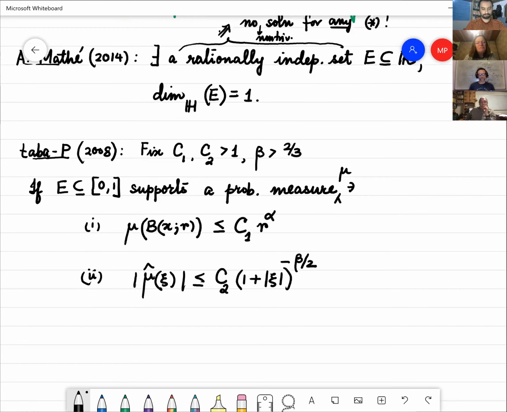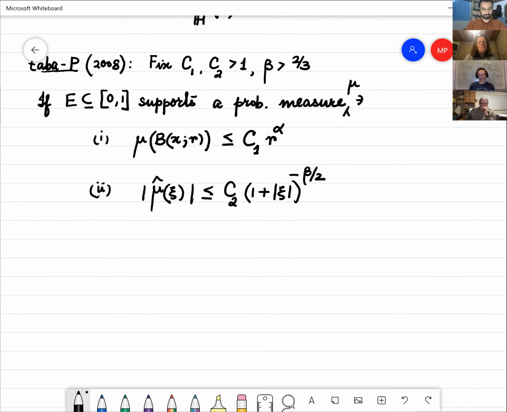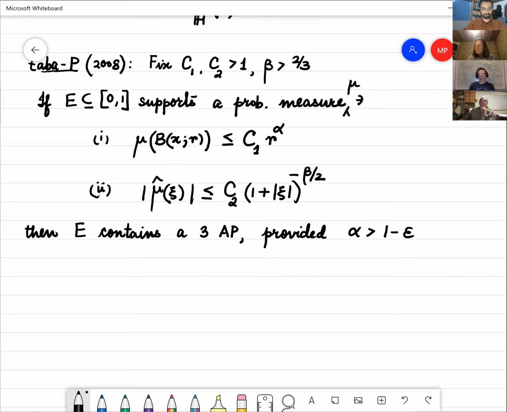To the power of with an exponent of decay beta, and then E contains a non-trivial three-term AP, provided alpha is sufficiently close to 1. Okay.